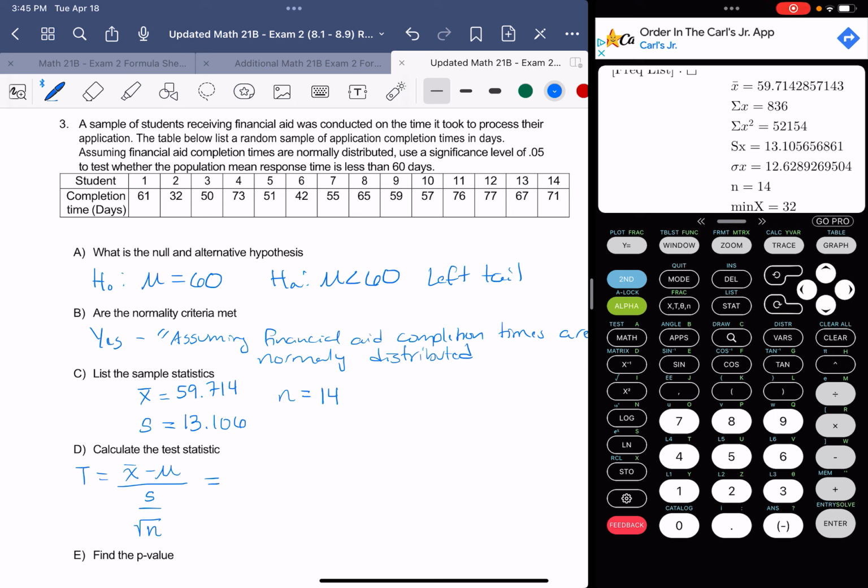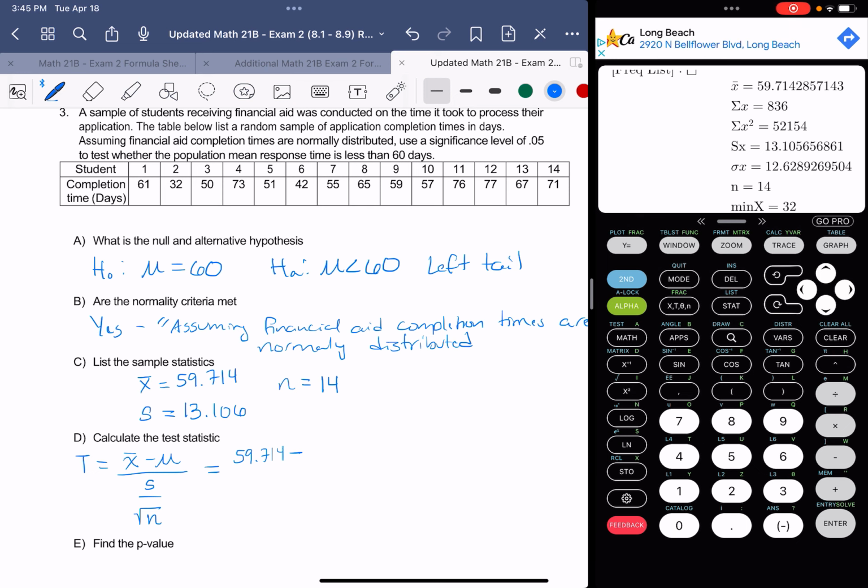The mean we said was 59.714 minus mu. Mu comes from your null hypothesis. You said that mu equaled 60. So minus 60 over S, which was 13.106, divided by the square root of N. So that's divided by the square root of 14.